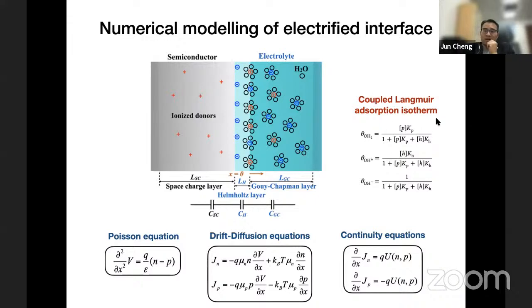Okay, and we couple this Langmuir adsorption of protons and holes on the surface together with the Poisson equation and the drift diffusion equation and so on, so that we can model how the charge distributes across the interface and also how the potential distributes across the interface, so that we can look at the pH and the potential effect on the interface potential distribution.